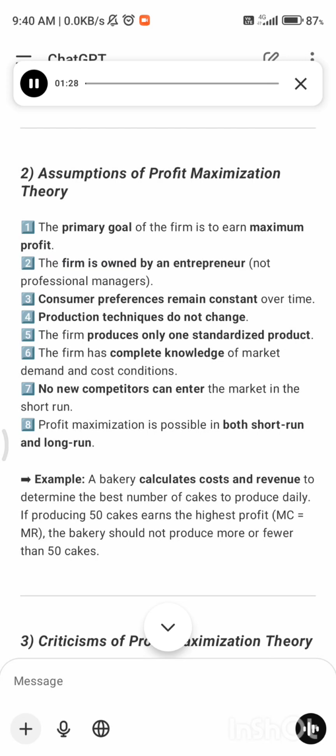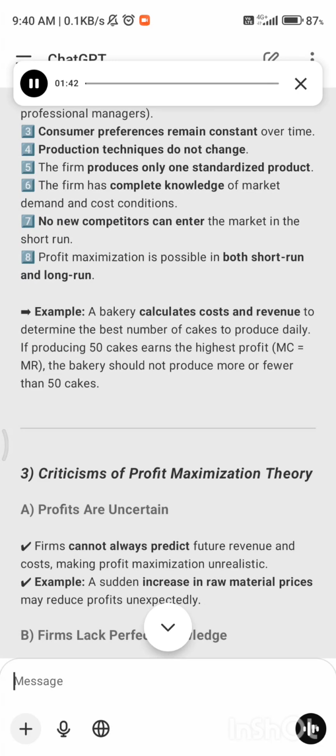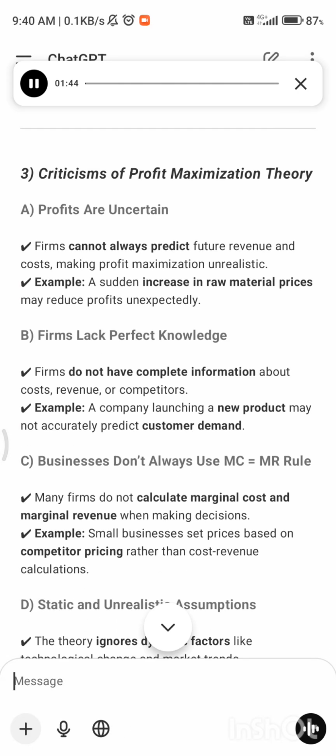Example, a bakery calculates costs and revenue to determine the best number of cakes to produce daily. If producing 50 cakes earns the highest profit, MC equals MR, the bakery should not produce more or fewer than 50 cakes. 3. Criticisms of profit maximization theory.